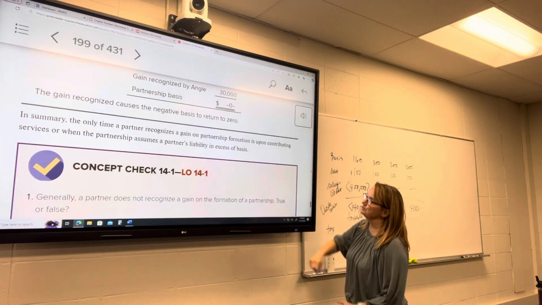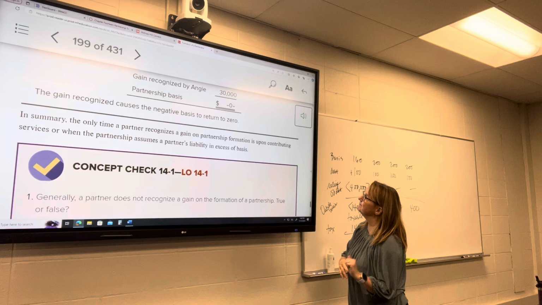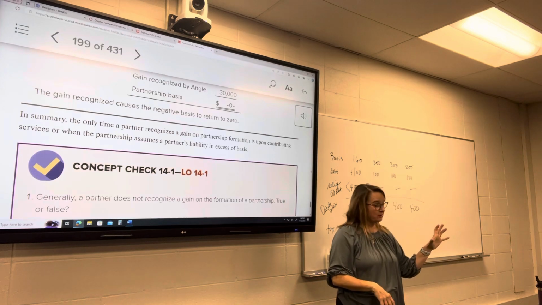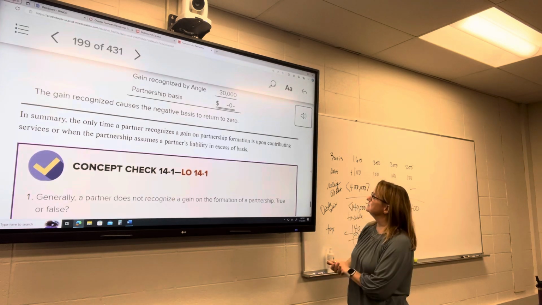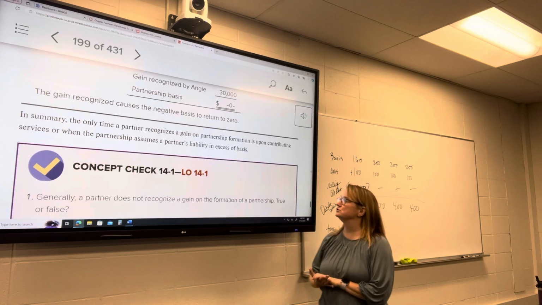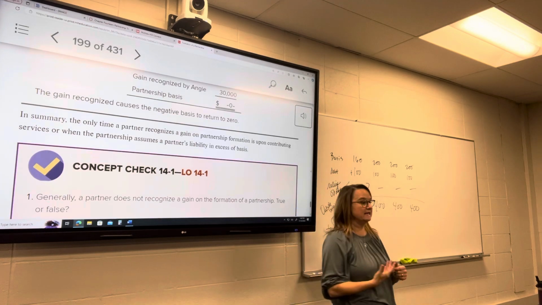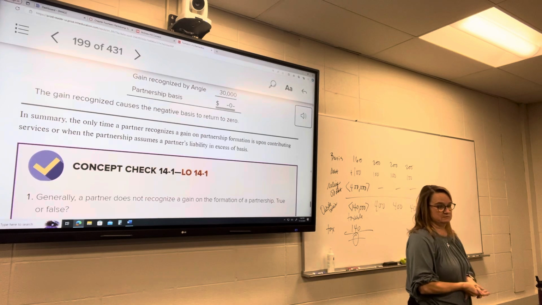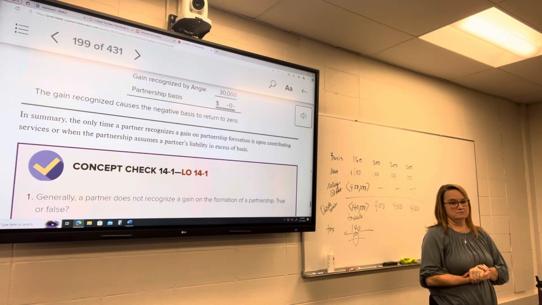The only time a partner recognizes a gain on formation, this is on formation of a partnership, is when you contribute services or when the partnership assumes a partner's liability in excess of that partner's basis. Okay?